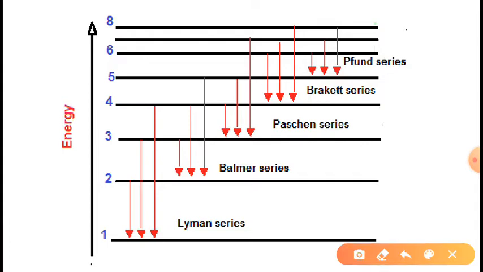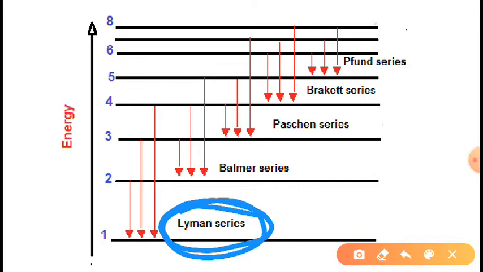So that type of series, the band which will be generated at the time of jumping, or the energy which they will release at the time of jumping, that type of series is called the Lyman series.